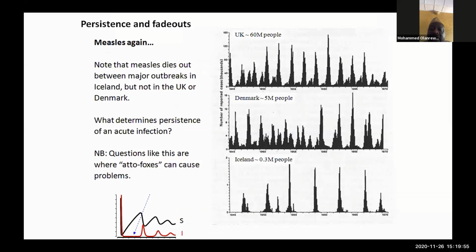Persistence and fade out. Measles again, that's the continuation here of the UK. Over 60 million people are affected. And in Denmark, note that measles dies out between major outbreaks in Iceland, but not in UK or Denmark. What determines persistence of an acute infection? And questions like this are where what we call the autophages can cause problems.